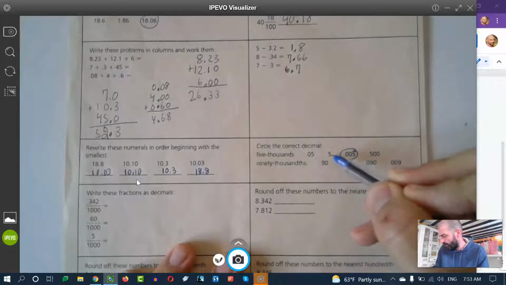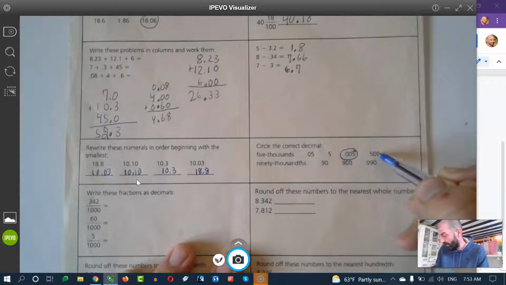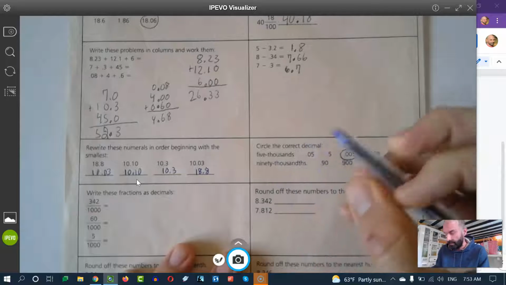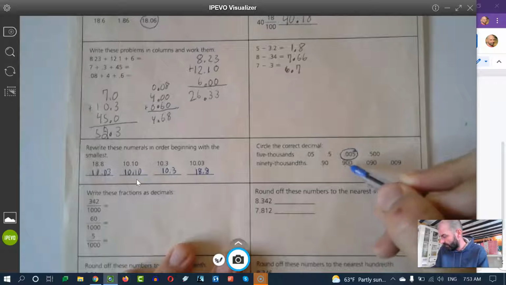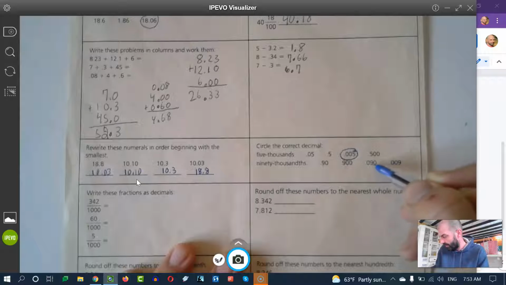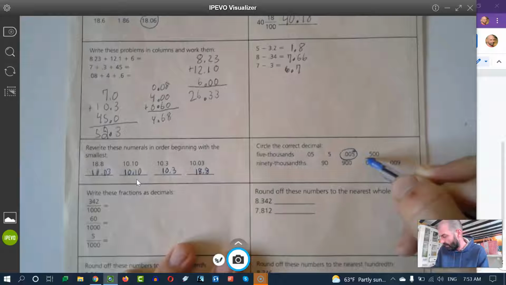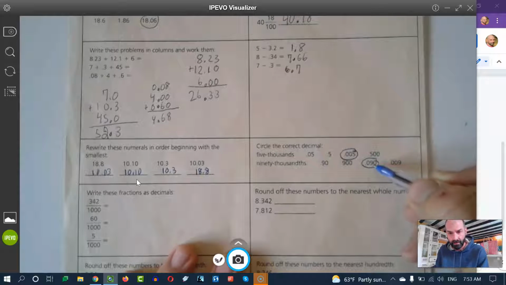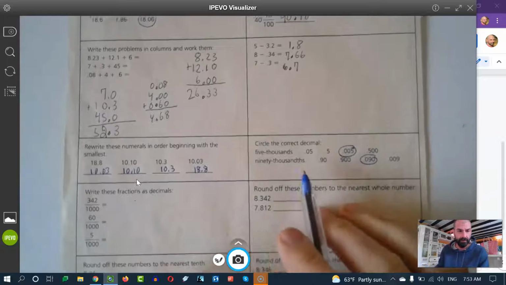This is 5 hundredths, 5 tenths, and this is 500 hundredths or 5 tenths. 99 thousandths, this is 90 hundredths, 900 thousandths, 90 thousandths, 9 thousandths. So 90 thousandths is here. We would also say this is 9 hundredths. So 9 hundredths and 90 thousandths are the same thing.